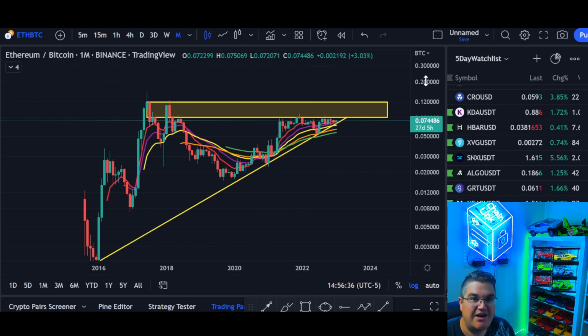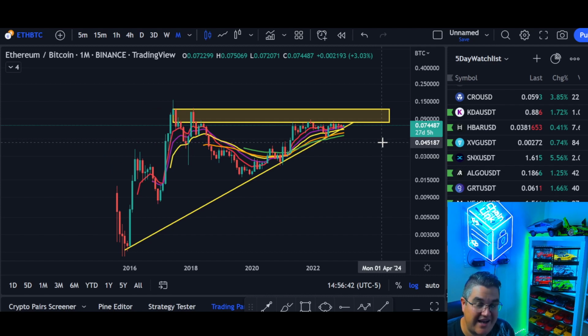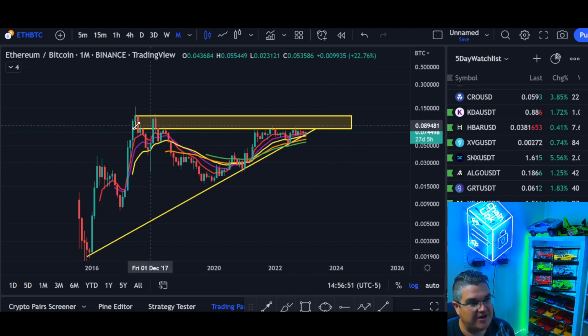And if this happens, I would expect Ethereum to go absolutely crazy to the upside, both against fiat and Bitcoin, right? Once this clears and confirms, and it's a big if, right? You have to put the asterisk on the if there, right? There's no guarantees in anything. You're just trying to improve your odds.